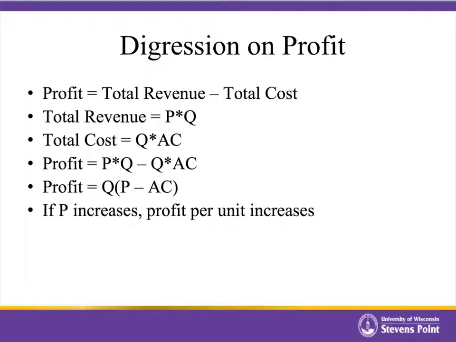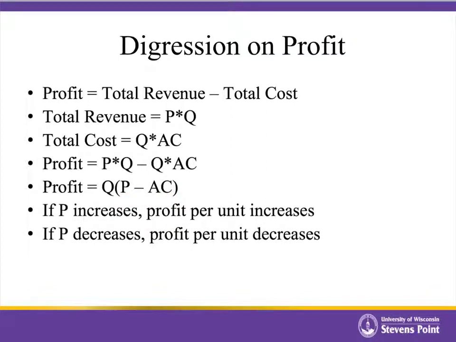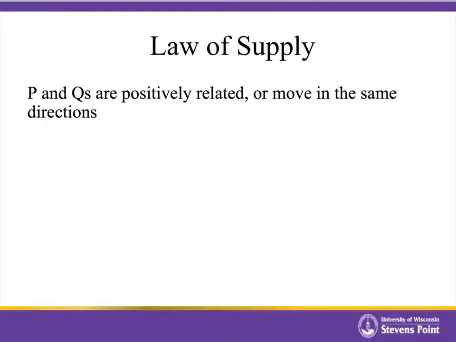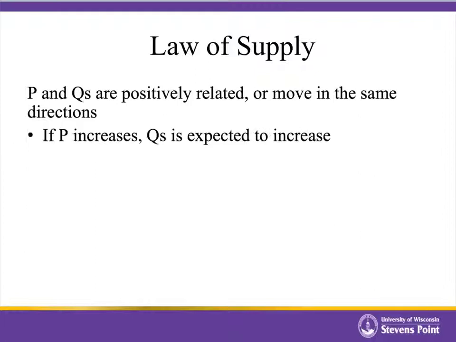If the price of the product goes up, this difference is going to get larger. So if the price is rising, these profits per unit are getting bigger. But if the price is decreasing, these profits per unit are getting smaller. So the law of supply summarizes this relationship between price and quantity supplied and tells us that price and quantity supplied are positively related, or that they tend to move in the same direction.